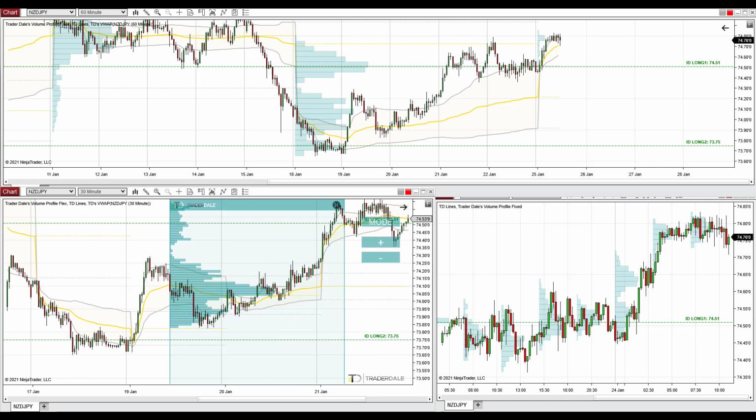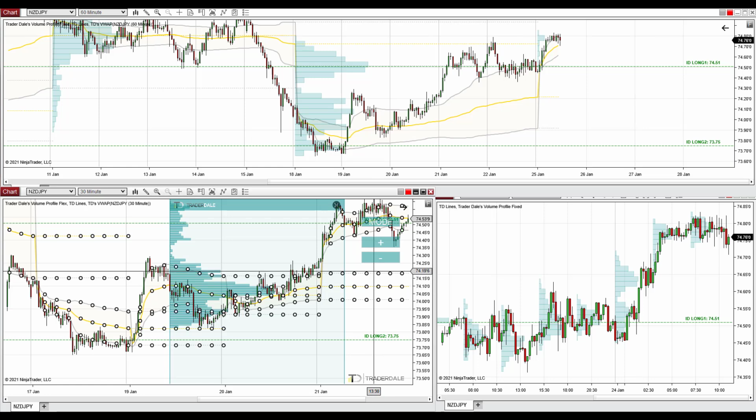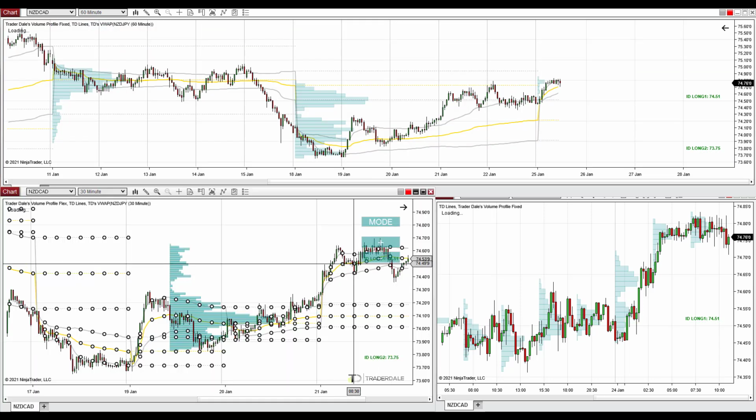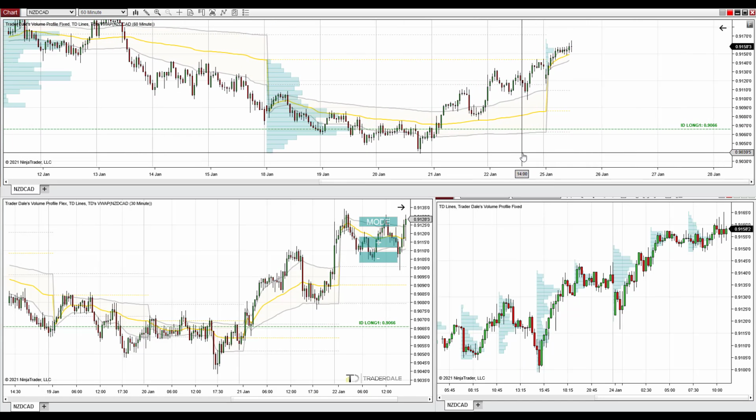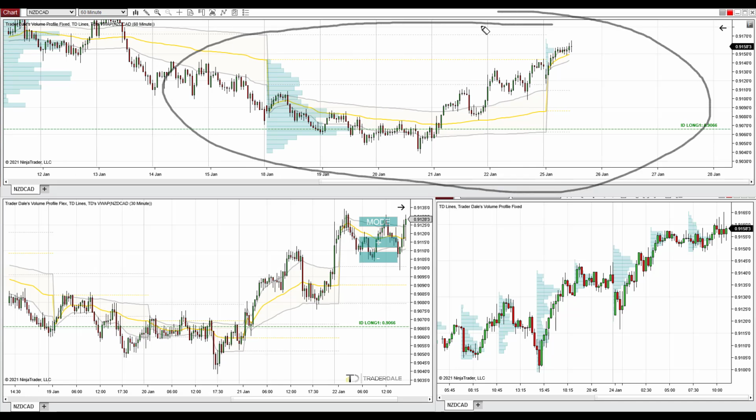Alright, so that's that for the New Zealand dollar or Japanese yen. And the last pair is the New Zealand dollar, Canadian dollar. So let's check that out. So the support which I want to show you in here is very nicely visible on the 60-minute chart, and with the weekly volume profiles. As you can see, this is the point of control of the previous week. It's a weekly point of control, and from that place the uptrend started.